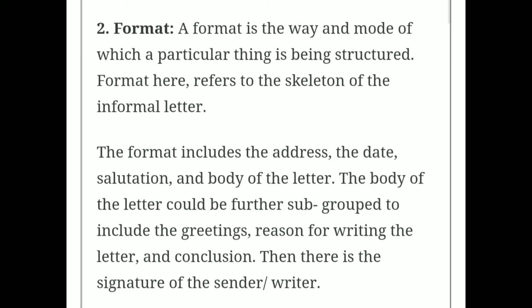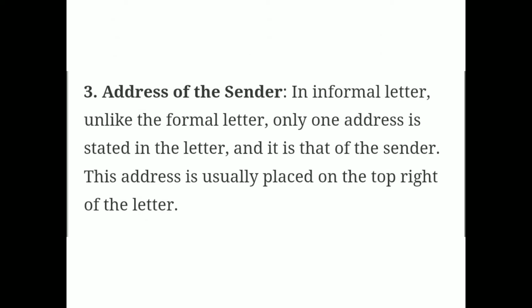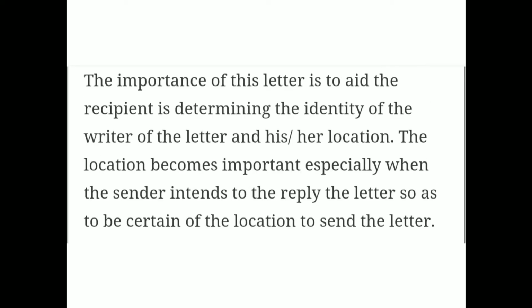And the next one is the address of the sender. In an informal letter, unlike the formal letter, only one address is stated in the letter, and it is that of the sender. This address is usually placed on the top right of the letter. The importance of the address to the recipient is determining the identity of the writer of the letter and his or her location. The location becomes important, especially when the recipient intends to reply to the letter, so as to be certain of the location to send the letter.